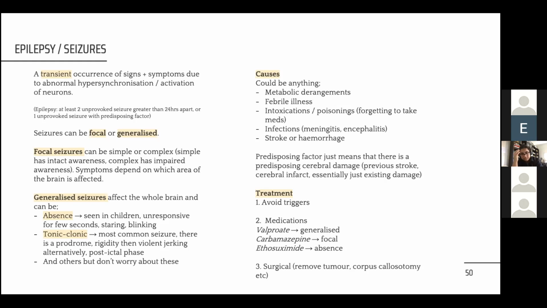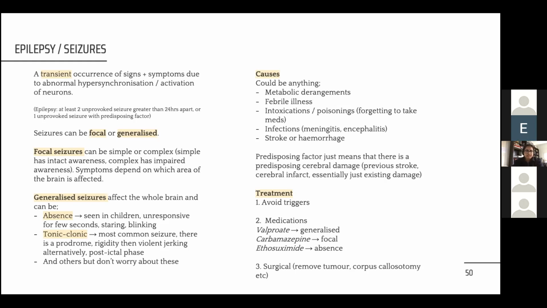Focal seizures are the ones affecting a specific area of the brain. The key difference is that in focal seizures, the patient is generally conscious, awake, and knows that it's happening. The symptoms depend on where in the brain it's happening. For example, if a seizure is in the frontal lobe, the patient might have some behavioral changes, or if it's in the motor cortex, they can have movement changes. Or if it happens in the parietal lobe, where the primary sensory cortex is, you can have sensory changes.